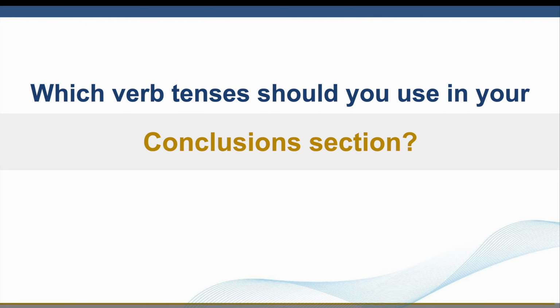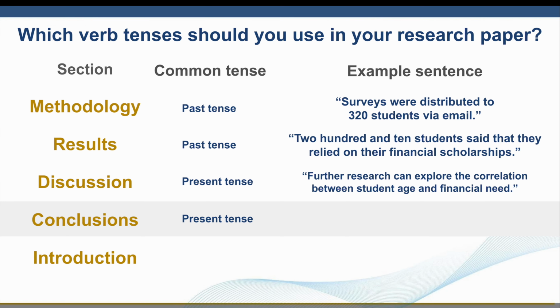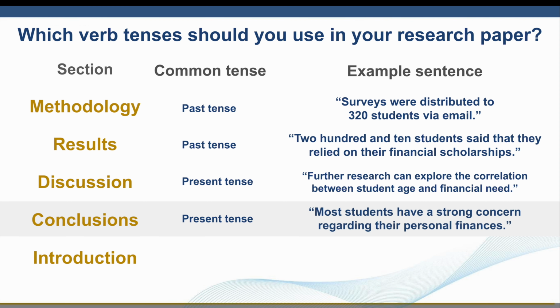Which verb tense should you use in your conclusion section? Your conclusion section should be written in the present tense for truths or facts supported by research results that are not likely to change. For example, most students have a strong concern regarding their personal finances.